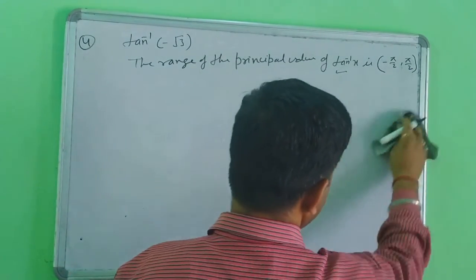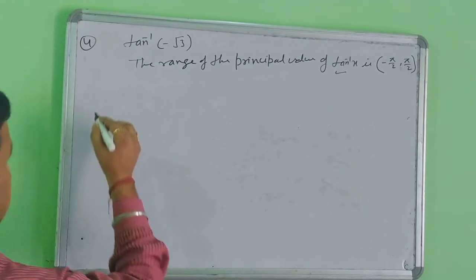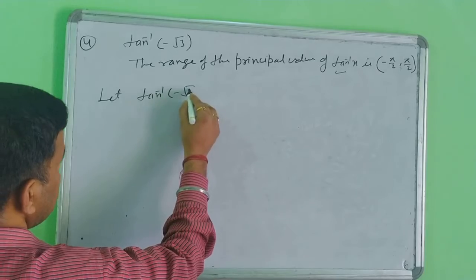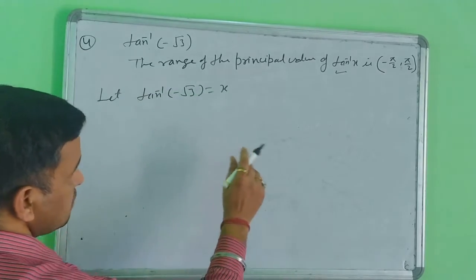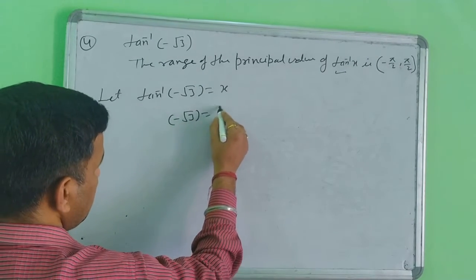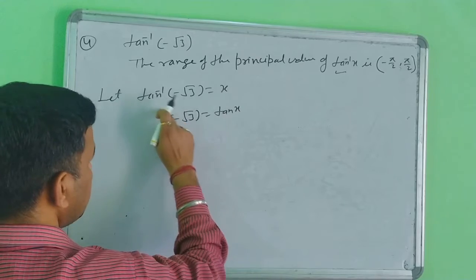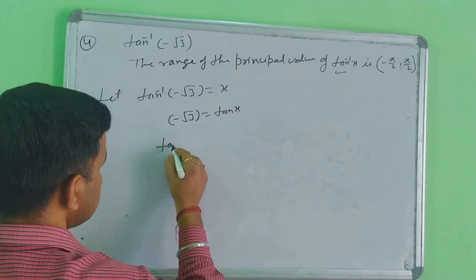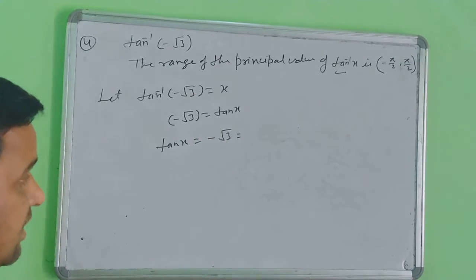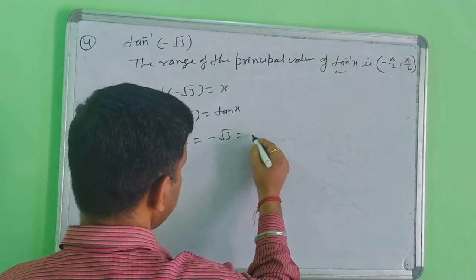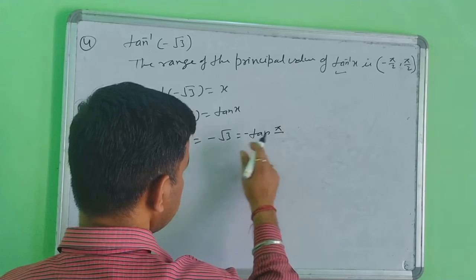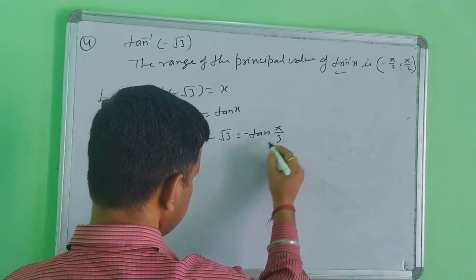Don't confuse about it. Next, after that you will write, let tan inverse minus root 3 equal to x. Because you have written x here, then you write x. It means minus root 3 equal to tan inverse x, moving tan inverse to the right side, tan x. It means tan x equal to minus root 3. So what is the value of tan inverse? Tan minus tan pi by 60 means pi by 3.